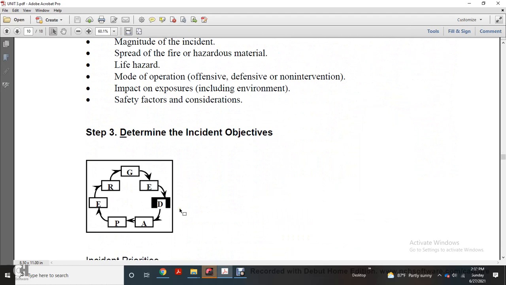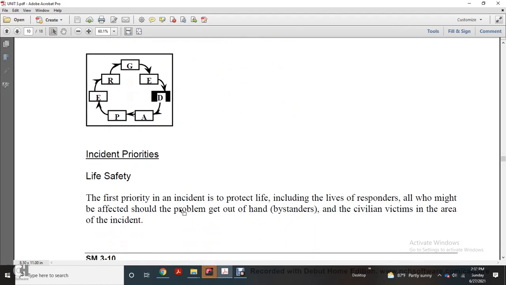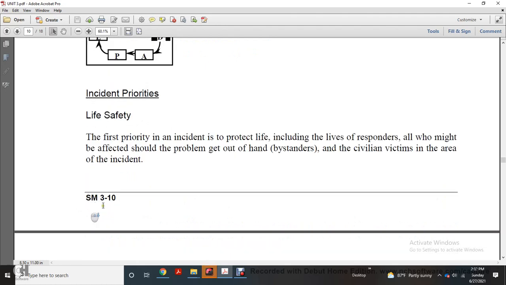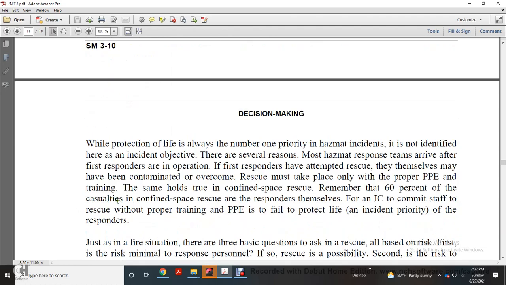Step 3, determine the incident objective for the incident priorities. Life safety is the first priority, including the life of the responders. It also includes those who might cause the problem to get out of hand by steering civilian victims in the area of the incident. The protection of life is always the number one priority for the hazmat incident, which is identified with the incident objective to respond with the hazmat response team after the first responders' operation.